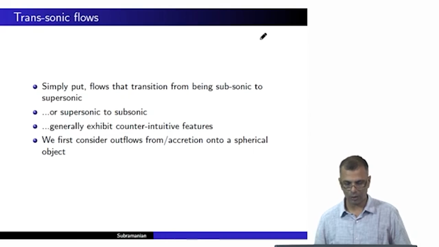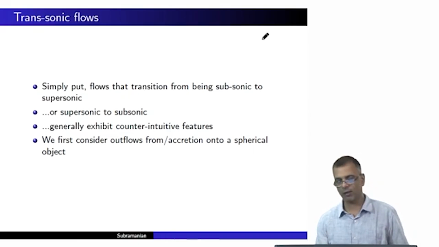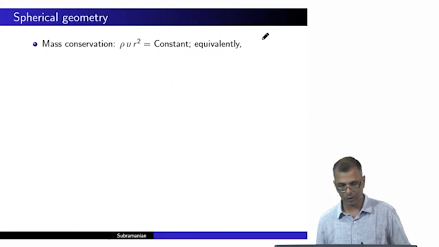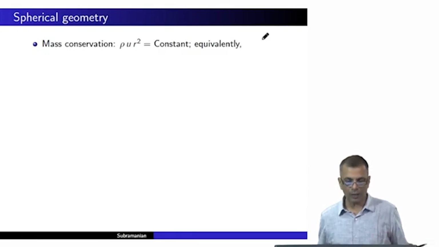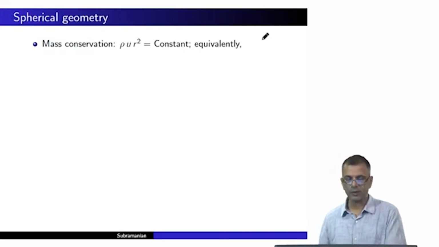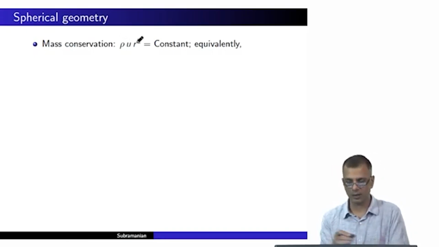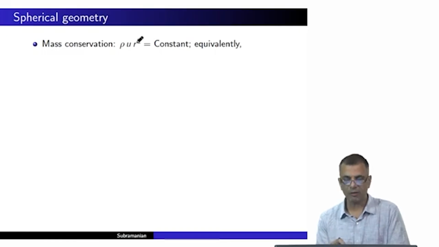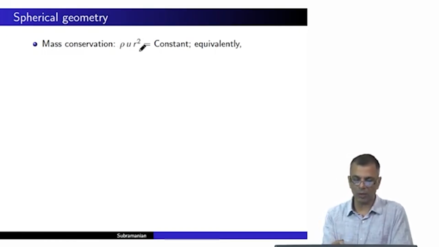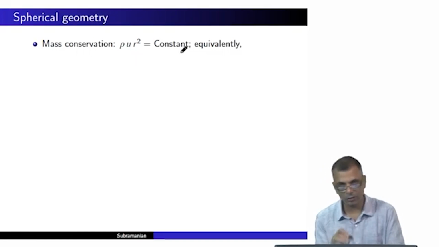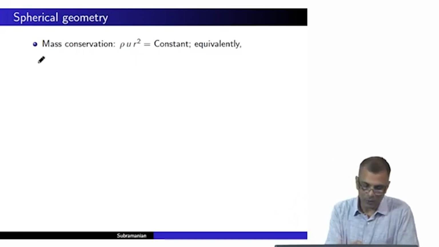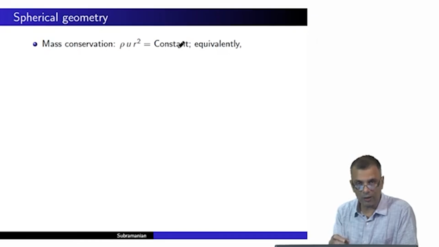We will first consider outflows from or accretion onto a spherical object. So in spherical geometry, the first thing we consider is mass conservation. And we say rho is the density, u is the velocity, and r squared is simply the radius in spherical coordinates. And we say rho u r squared equals constant. So as with everything, we call this mass conservation, but what is it really conservation of what?